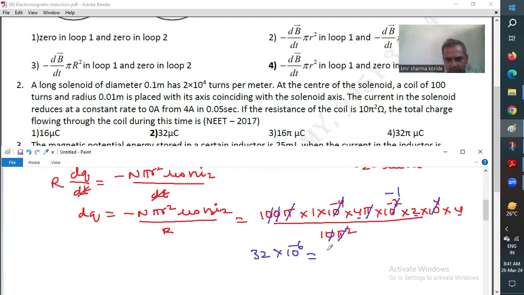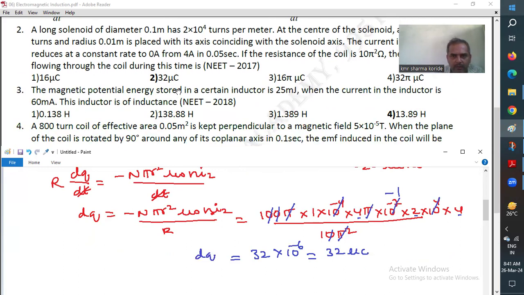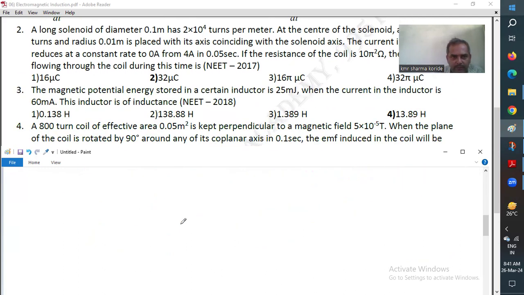So minus 6 can also be written as microcoulomb. So you are looking for charge. So the second option is correct. Moving to the next question.